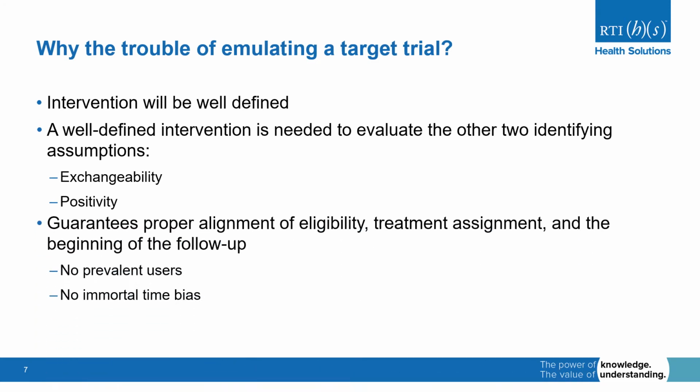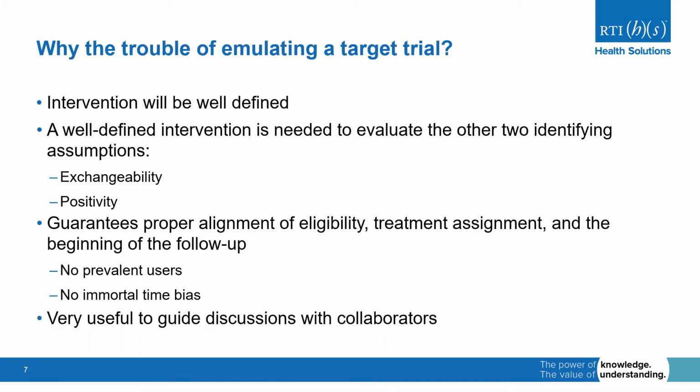And as a plus, when we emulate a target trial, we guarantee that we are aligning eligibility, treatment assignment, and the beginning of follow-up. And that is important because that will save us from different selection biases. Examples of selection biases from misalignment of these components are the use of prevalent users and immortal time bias. And also, when you discuss a research question around the design of a randomized trial, it's easier to communicate with collaborators because you don't have to go into the details of when I am censoring people, which person time I am comparing, etc. It's usually a very good starting point to discuss a project.